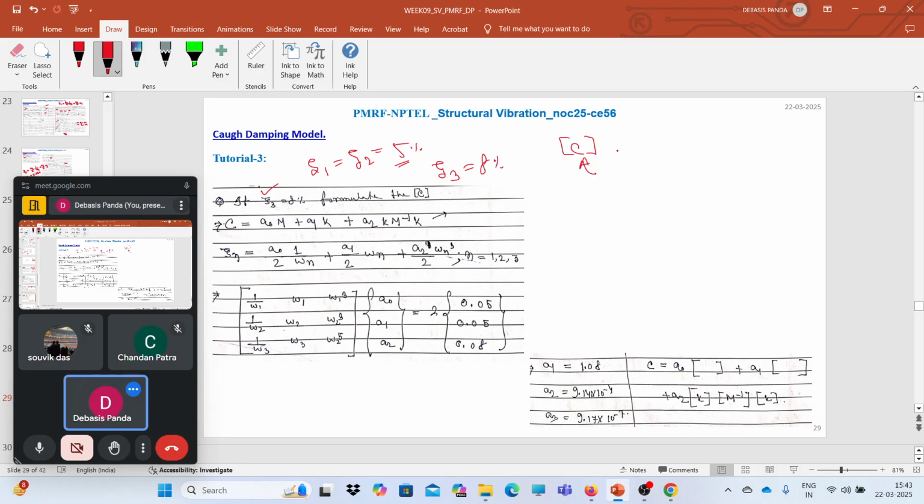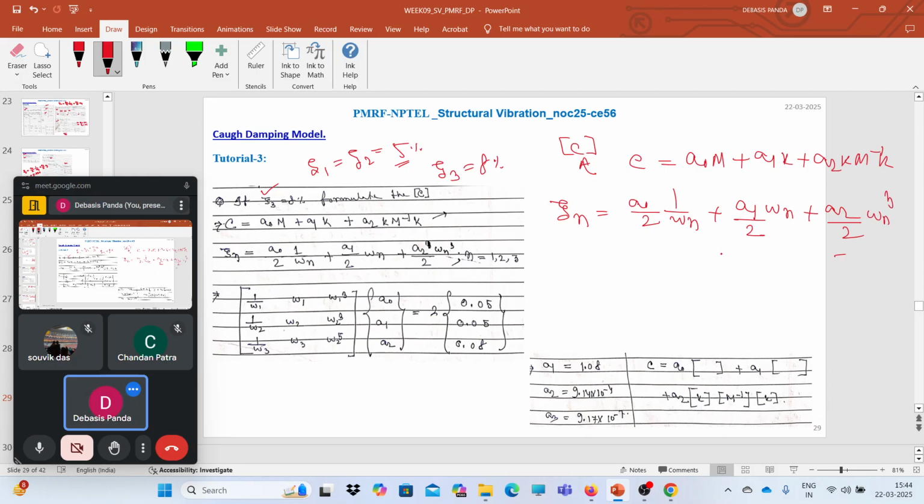So how we can solve it? The zeta model, using this Caughey damping model, we can solve it. Zeta n is equal to nothing but, so for the three modes, the C will become A naught M plus A1 K plus, again third term we will consider A2 K M inverse K. So the zeta n model will become A naught by 2 1 by omega n plus A1 omega n plus A2 by 2 omega n cube, right? So in a matrix form, how I can represent it?